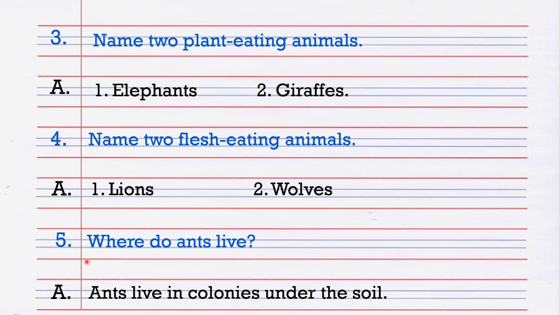Number 5, where do ants live? The answer is, ants कहाँ रहती हैं? Ants live in colonies under the soil. Soil के अंदर, मिट्टी के अंदर, there are different colonies that ants make and they live there.